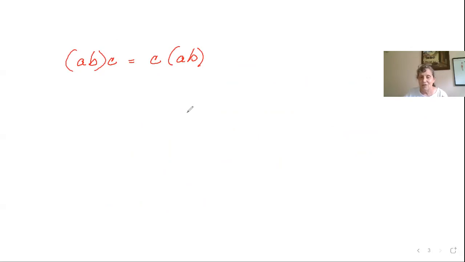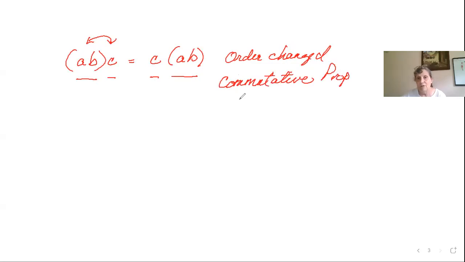But did the things in the parentheses change? AB, AB, what's in the parentheses did not change. What changed was the order of multiplying A times B times C as compared to C times A times B. These two things reversed. The order changed. Therefore, this is an example of the commutative property of multiplication, of course.